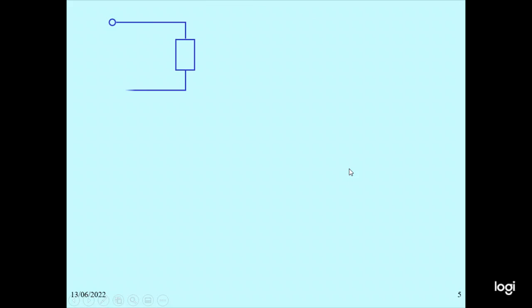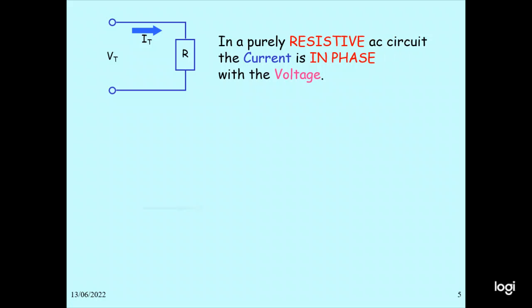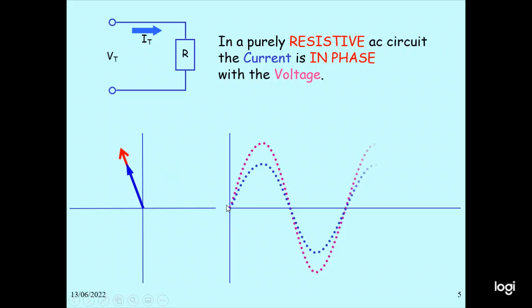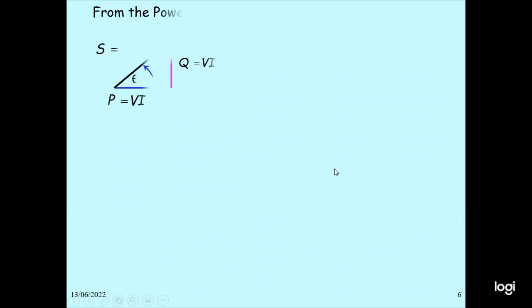So in this case, this is a circuit here. This is a resistive circuit with voltage V and current I flowing. In a purely resistive circuit, the current is in phase with the voltage. So resistive current is in phase with the voltage. In this case, the vector diagram, the current and voltage diagram, you can draw like this.